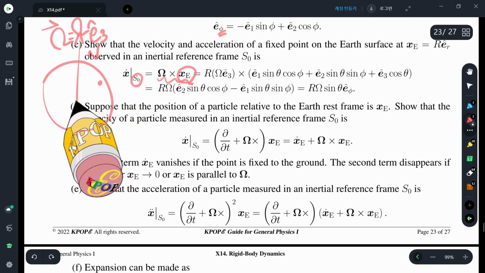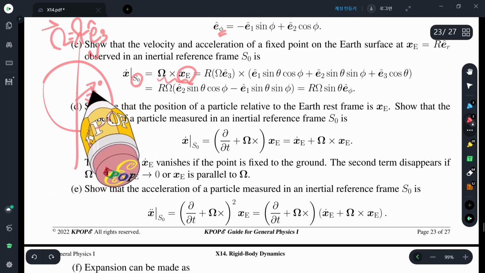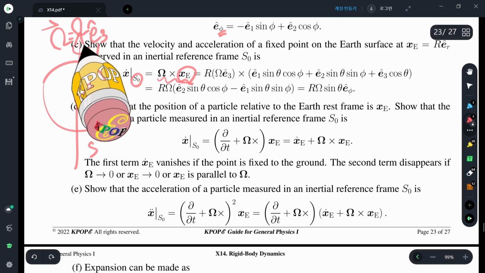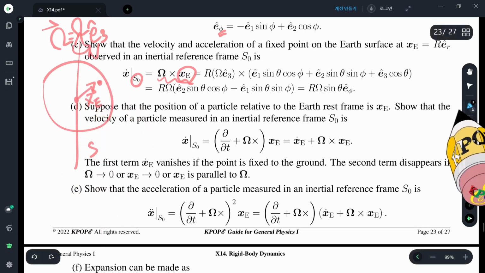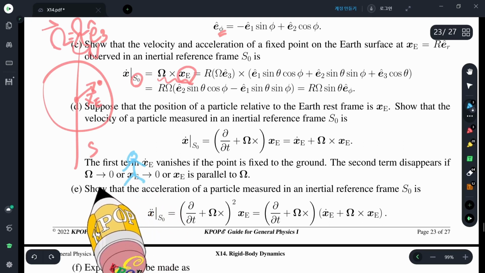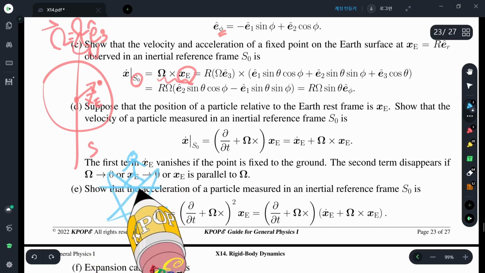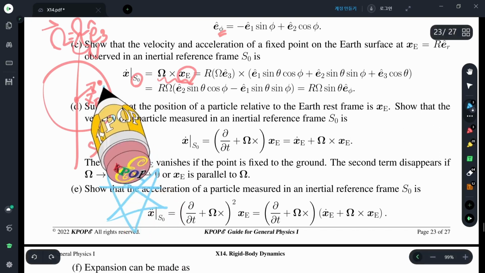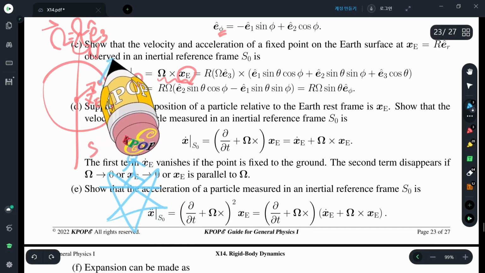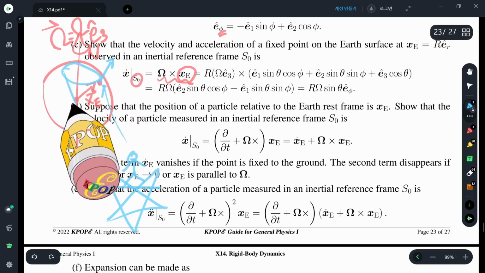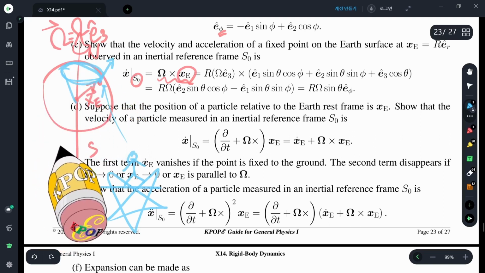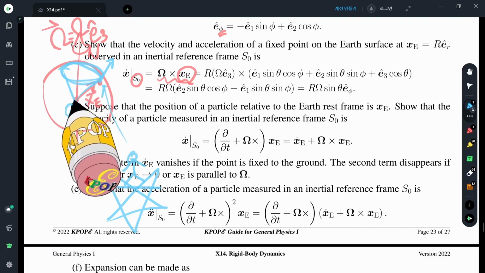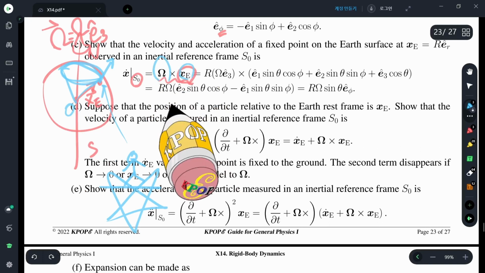We are here, and this one is xe. Xe is fixed to the Earth, and the Earth itself is rotating. So to the person standing still in a frame that is believed to be inertial, looking at this point, it is rotating. It makes a circular path around the center of the Earth. This is a circle, and this is omega cross x.